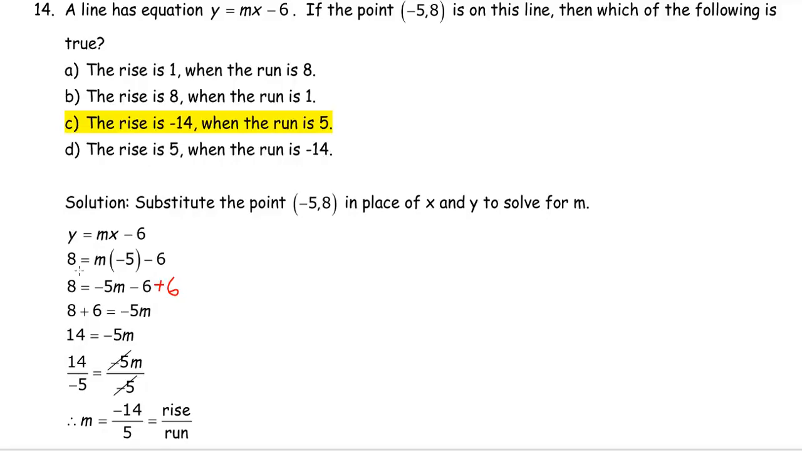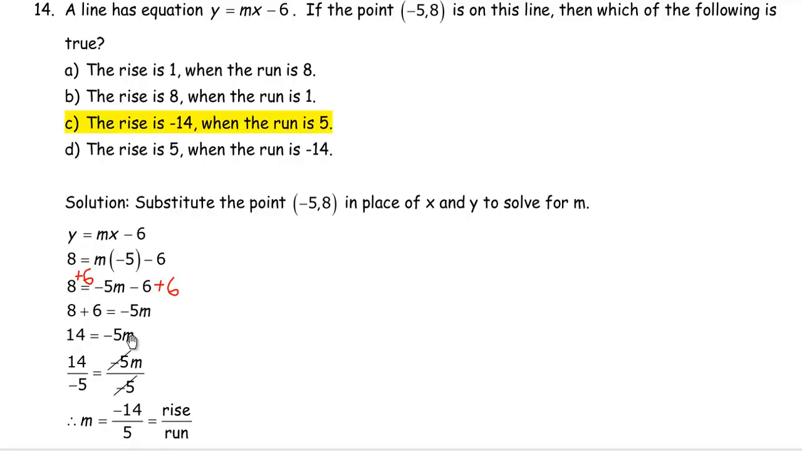And so over here, when I add 6 on the left, those add to 0. That's why I just have negative 5m on the right side, and 8 plus 6 on the left, which is 14. So negative 5m equals 14. And then I want to now isolate for m. I want to get rid of the negative 5.